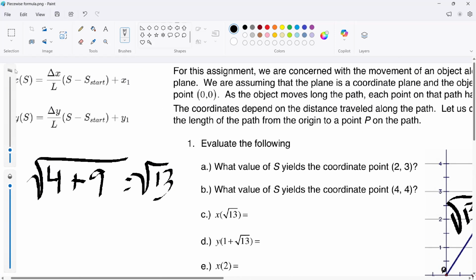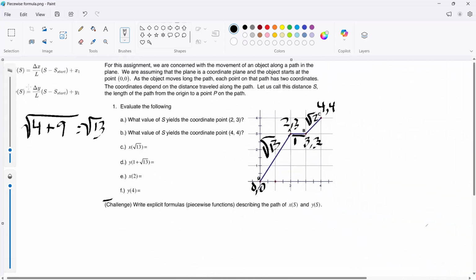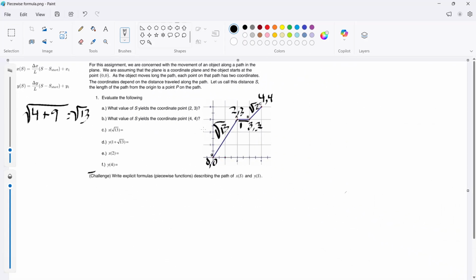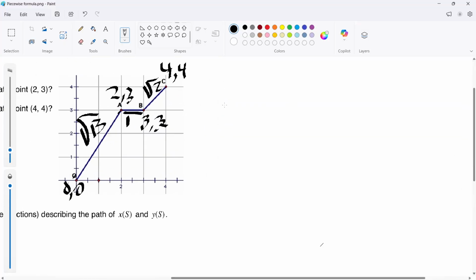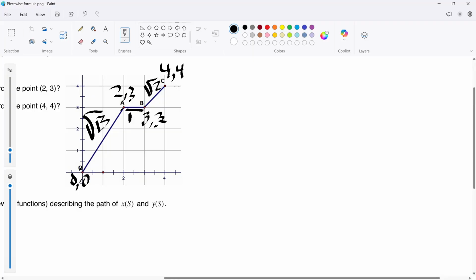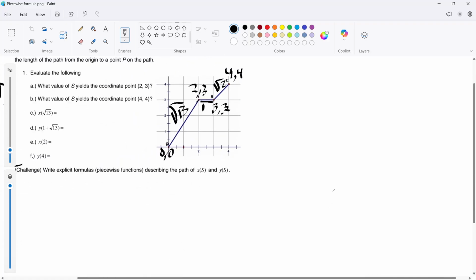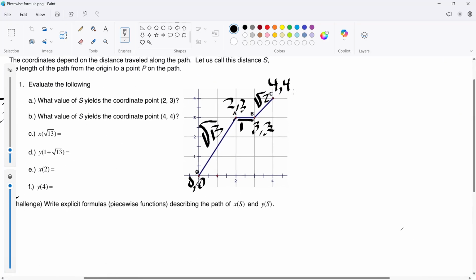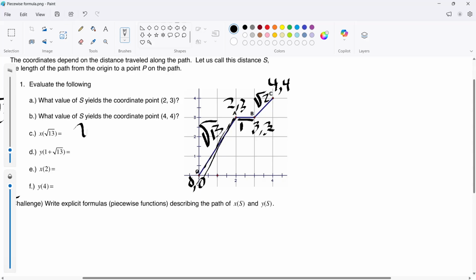And by the way, the domain of each part of the piecewise function is just going to be where each segment starts and where each segment ends. So I'll get to that in a second, but let me do these questions. What value of s yields the coordinate 2, 3? Well, to get to 2, 3, that's point A, and the value of s, the distance, is the square root of 13. How about y of 1 plus square root of 13?